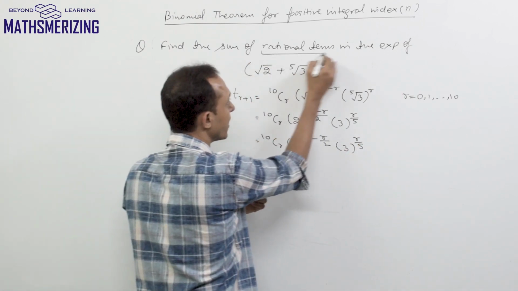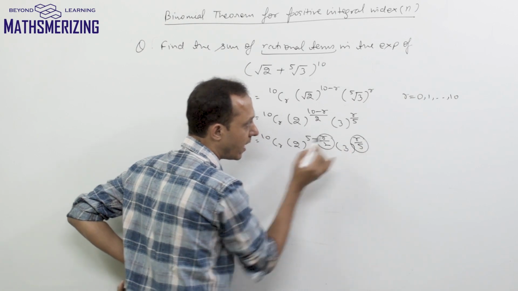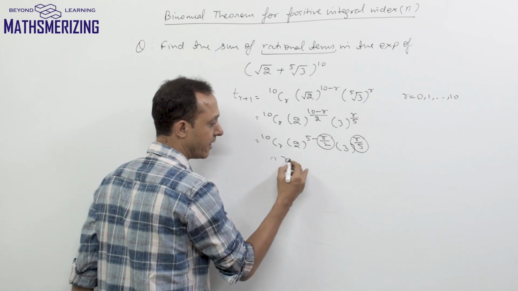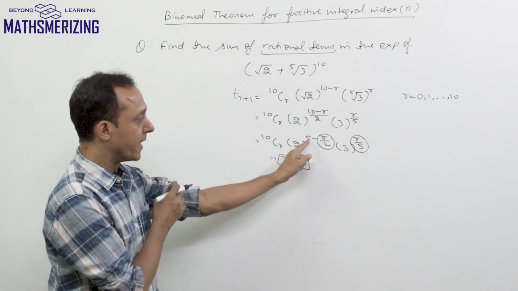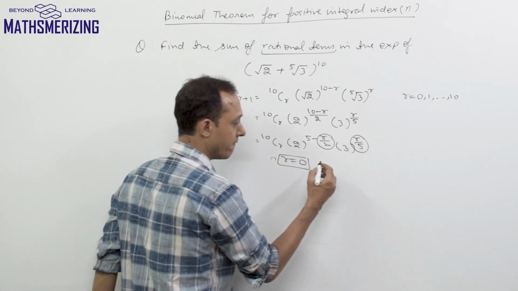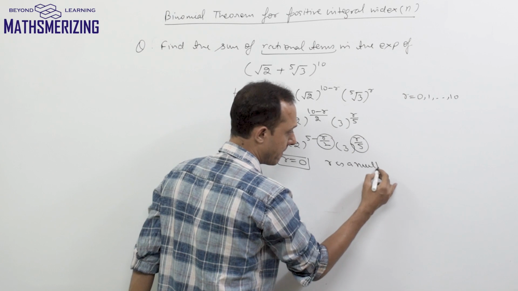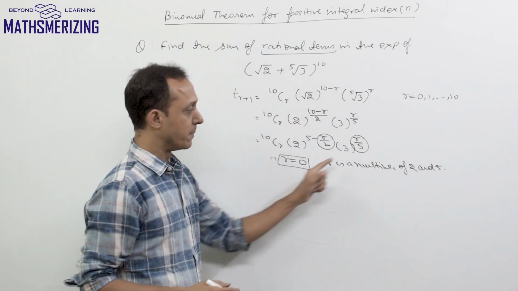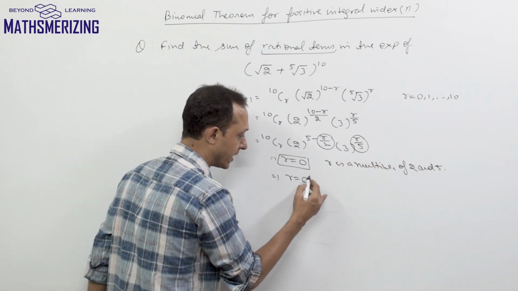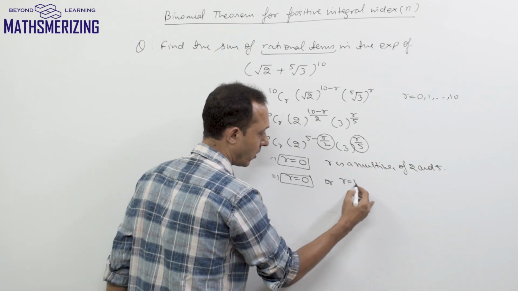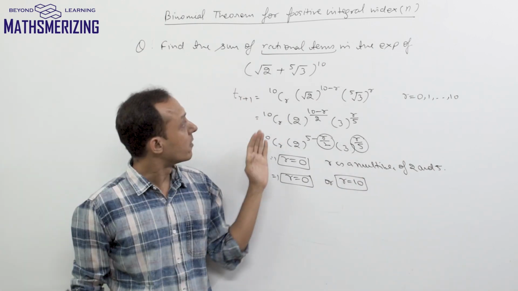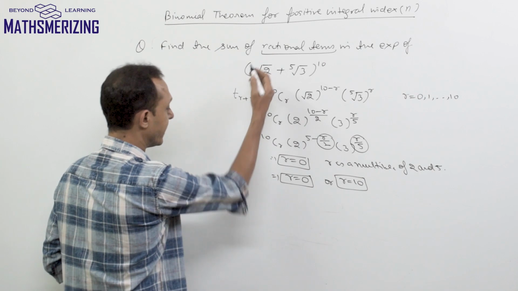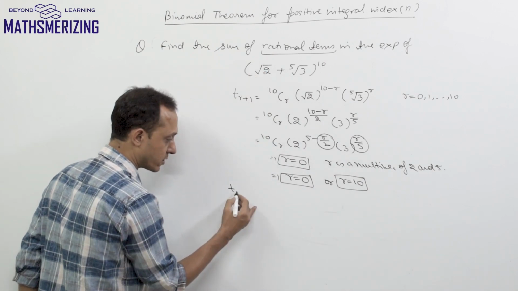Now I need all these rational or integral terms. These two factors, r by 2 and r by 5, they are integers. So that is either the value of r is 0, because when r is 0 it will be simply 2 to the power 5 and 3 to the power 0, or when r is a multiple of 2 and 5, which is r is a multiple of 10. So from here I'll get two values, either r is 0 or r is 10. So out of these 11 terms, these two terms are rational and the remaining 9 terms are irrational. Now I need to find the sum. So for r equals 0, it will be T1.